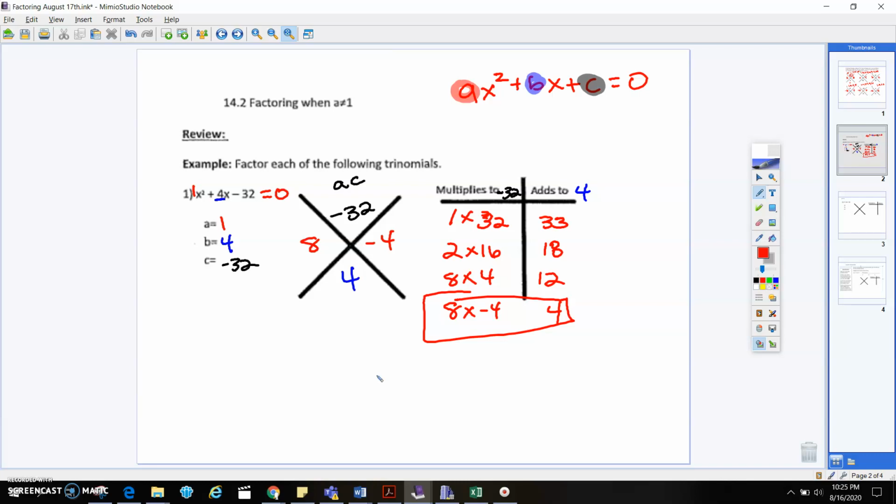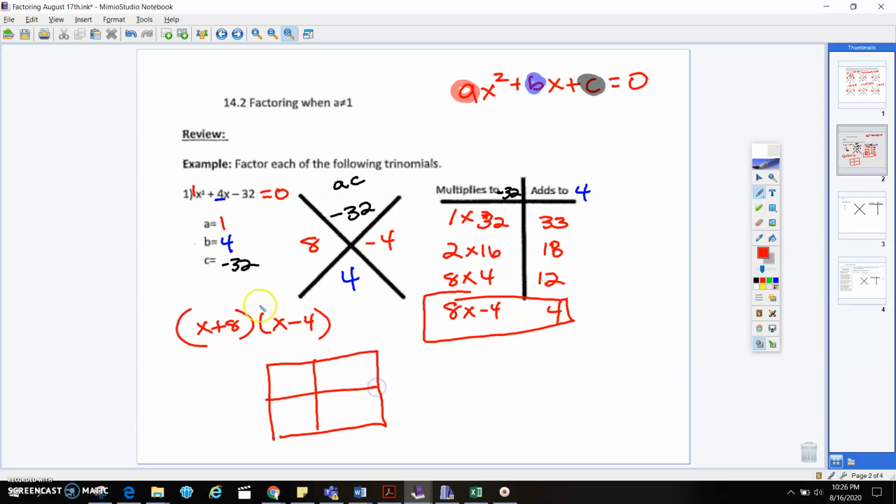Okay, at this point, you could rewrite this as x plus 8 times x minus 4. However, since your A term is 1, that's the reason why you can just stop and not have to do anything else. But I want to go ahead and show you how to do the box method. Okay, so what I mean by that is you're going to draw a cute little box. Yay! And you're going to take your first term from the original equation.